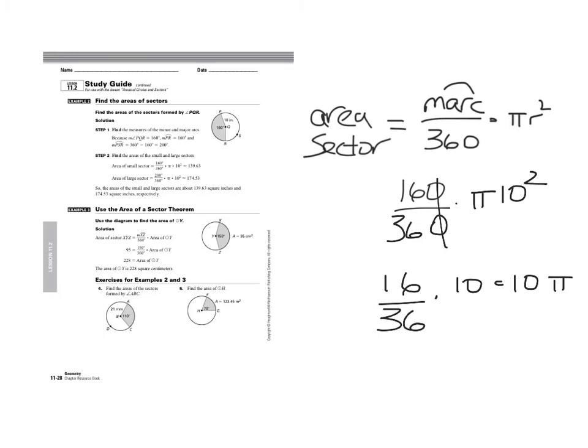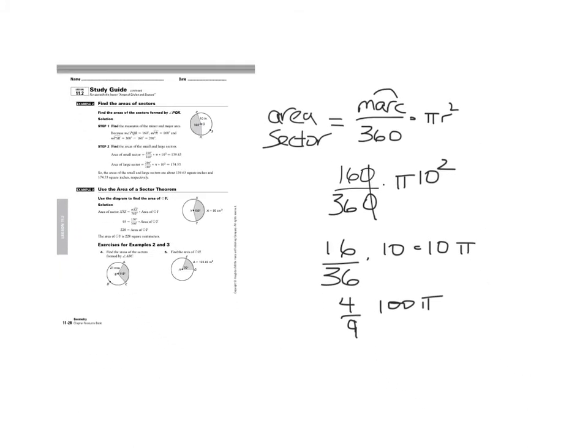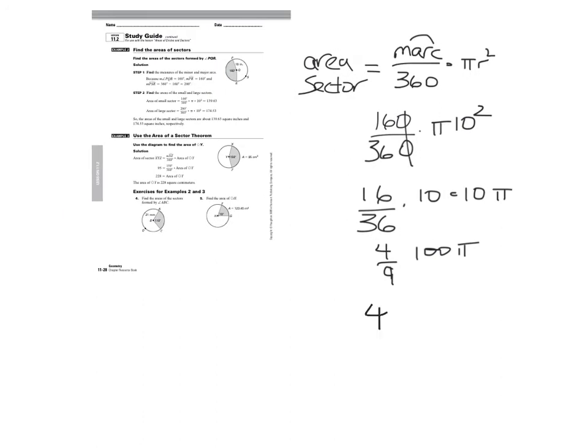So my 16 over 36, I can divide them both by 4, and I can make this 4/9. There's nothing else I can simplify with my 10 and 10, so I can multiply that back and make it 100 pi. And then I still have to multiply it with the 4/9. So 400 pi over 9. Again, you're leaving it in terms of pi. You're not having to multiply anything. So that would be the area of that sector.